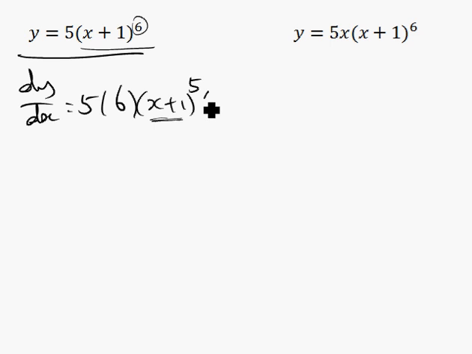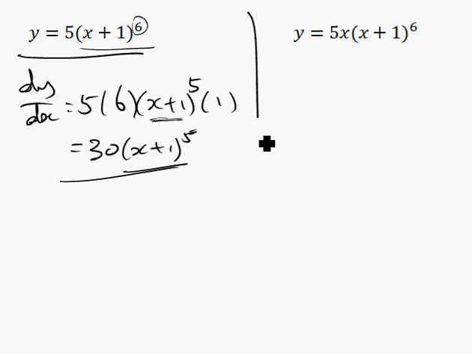So differentiating x plus 1, I just get 1. I work out what's in the brackets. I get 30 (x plus 1) to the power 5. I can no longer open up this bracket because it's to the power 5. Okay, so that's the answer. Done. What about the one on the right side?